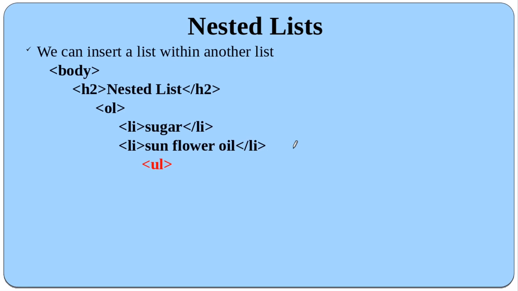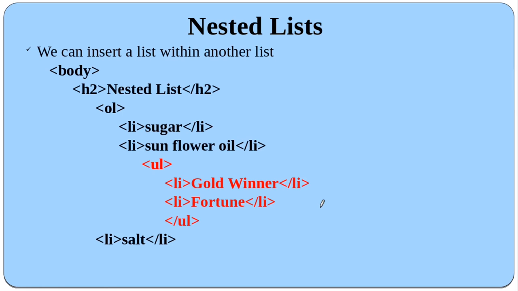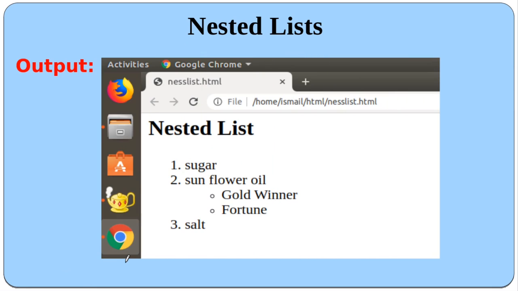This is displayed with the help of an unordered list. List item gold winner, list item fortune, unordered list closed, and salt is displayed as an ordered list item. Finally, ordered list closed, body tag closed. Now when you execute this, you get output like this.